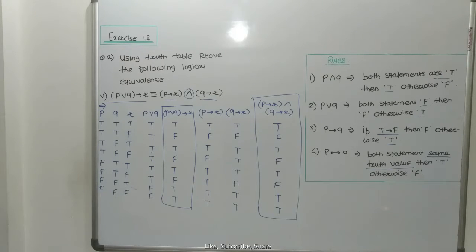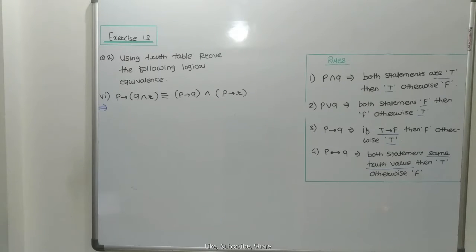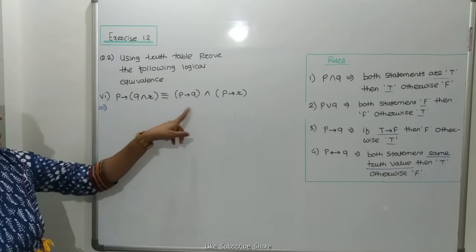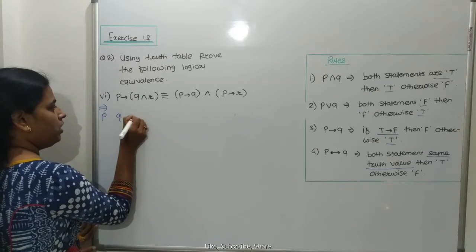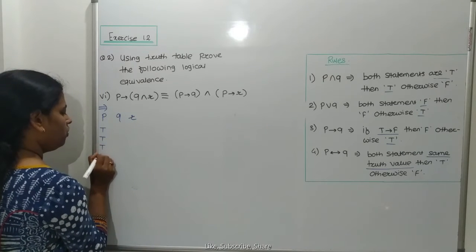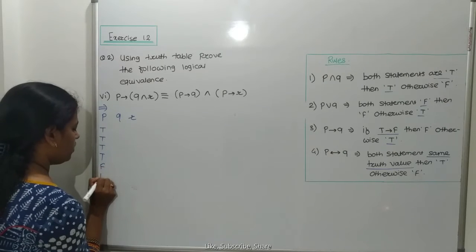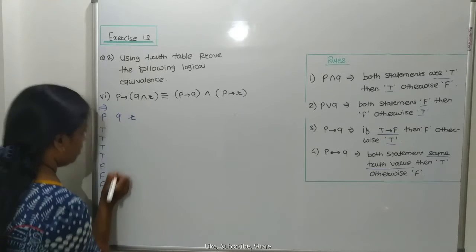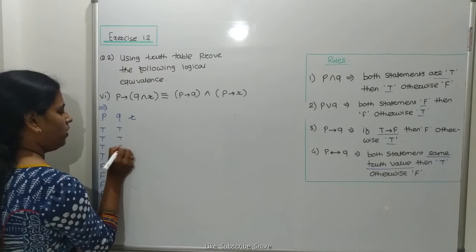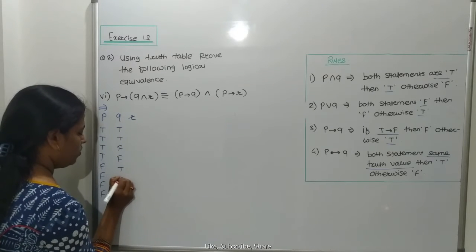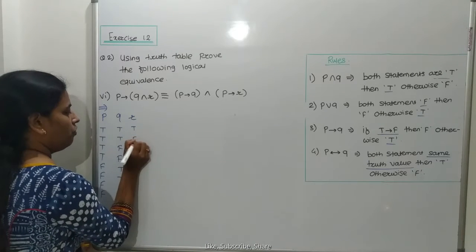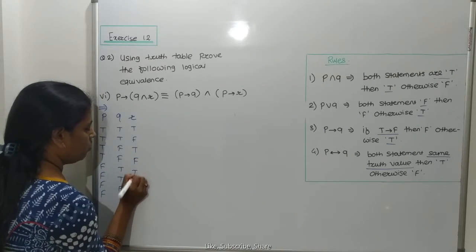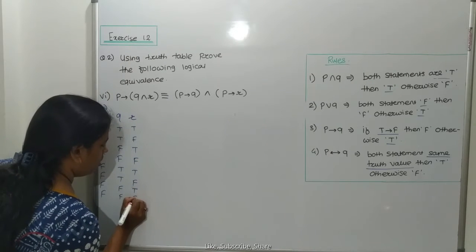Now, next we have to solve the number 6 question. Question number 6. How many statements are there? 3 statements. So write down all possible combinations of truth values of these 3. For P, 4 times true, 4 times false. For Q, 2 times true, 2 times false, 2 times true, 2 times false. This one is true, false, true, false, true, false, and this one is true, false.